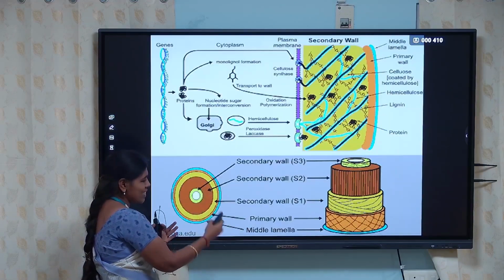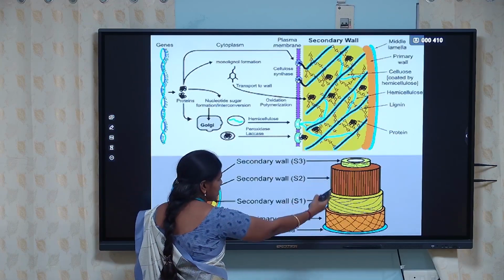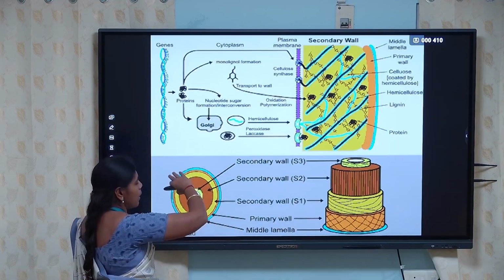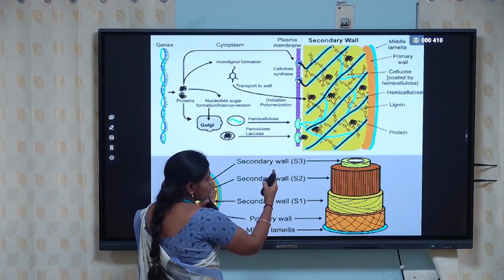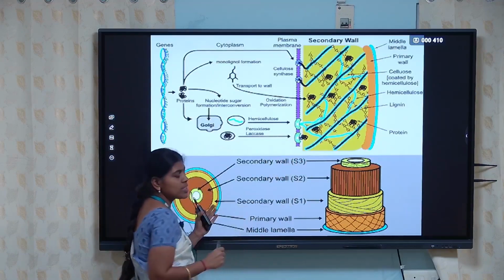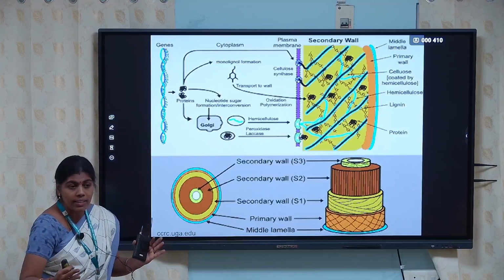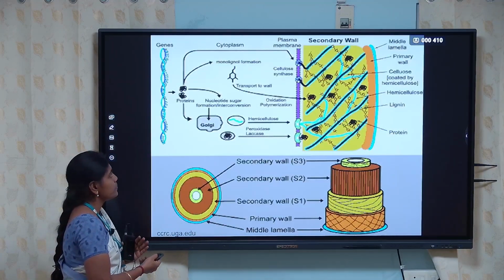And this is the cross section, showing how the primary, S1, S2, S3 layers are arranged. Coming to the image, this is the primary cell wall, and cellulose is coated by hemicellulose, and this is the lignin layer. So it clearly shows the arrangements of the different layers of the cell wall.